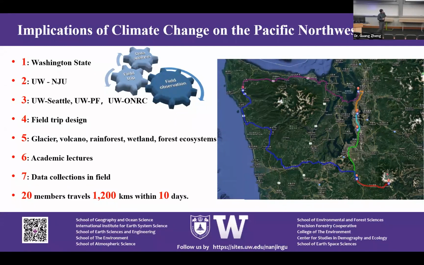As shown in the pictures on the right, we designed four different field trip routes, which you can see in the different colors. We will see at least five different types of ecosystems, including glaciers, volcanoes, rainforest, wetland, and forest ecosystems. During the whole trip, at least six academic lectures will be given by professors and scientists from the University of Washington and Nanjing University.